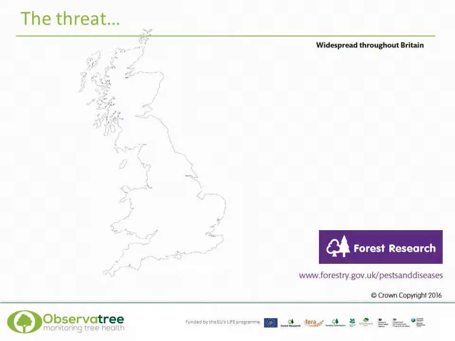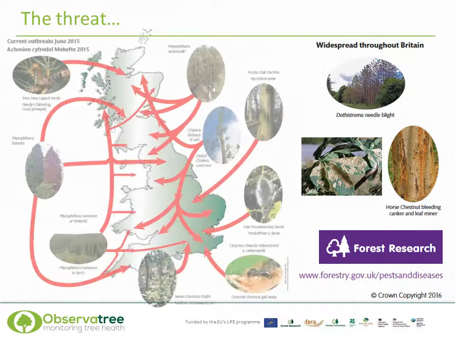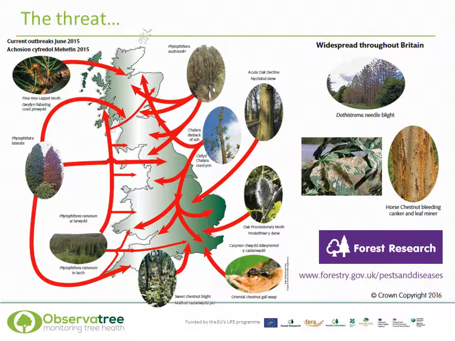Our trees are under threat. In recent years, the UK has seen outbreaks from a number of invasive pests and diseases which have caused irreparable damage to the British countryside. Some of these are now widespread throughout the country, like Dothistroma needle blight and horse chestnut leaf miner and canker. Others are still only localised, or have yet to be found in certain places. This map clearly shows that these pests and diseases are causing an issue everywhere.